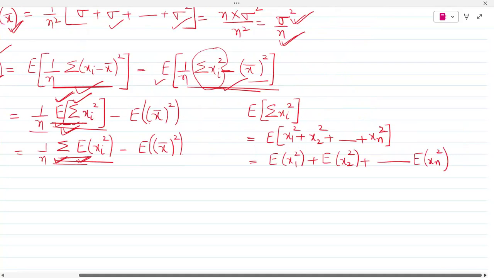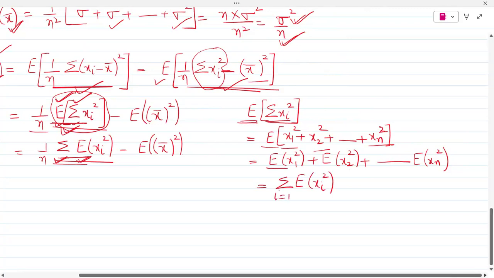So the expected value of this sum, I am talking about this sum x1 square, x2 square up to xn square. This is the expected value of x1 square plus x2 square going on. Once again, the linearity of E. So this is now the summation of the expected value of xi square, where the summation is from i equals 1 to small n. Please mind that here there is a capital N, which is the population size, and a small n, which is the sample size.